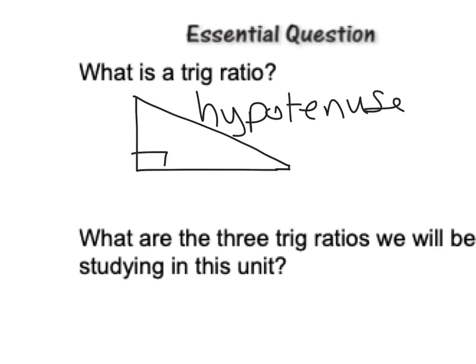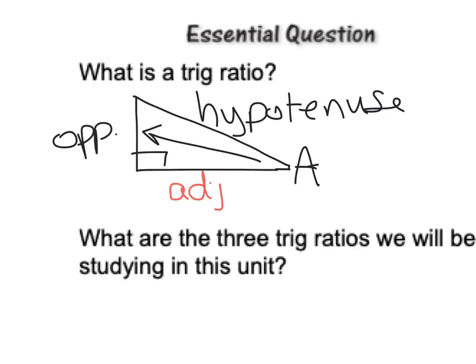Okay, and then let's say for a second we are looking at angle A. Angle A, the side across from it is called the opposite side, and the side that is attached to it down here, this is called the adjacent side if we're looking at angle A.